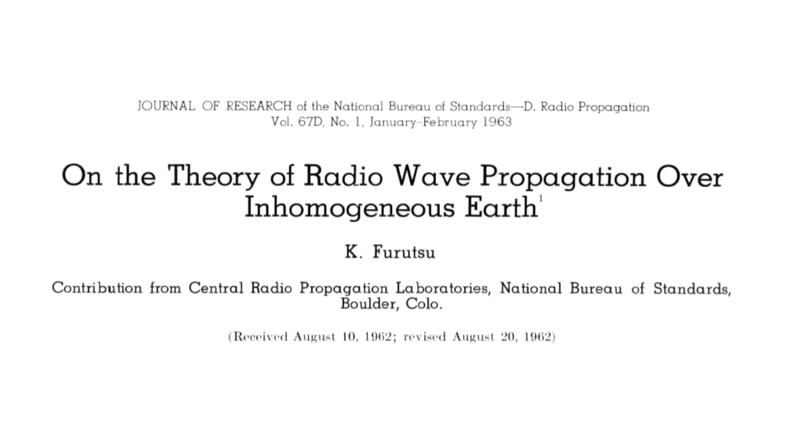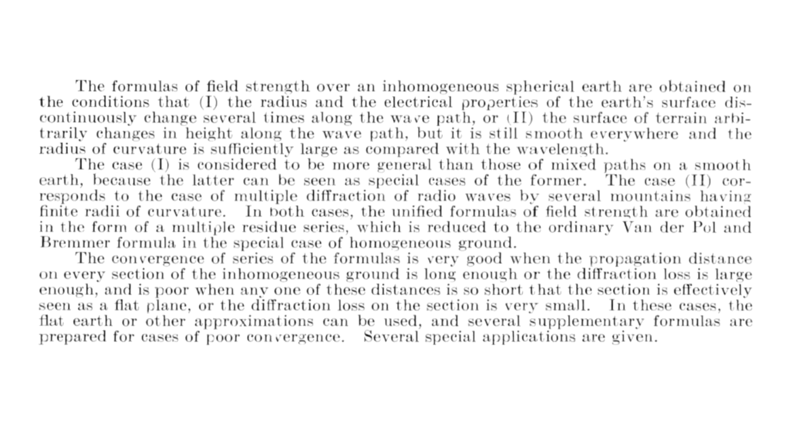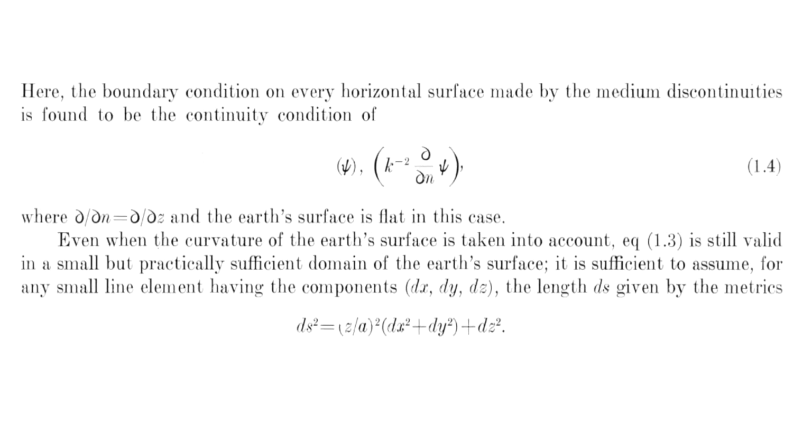37. A publication by the National Bureau of Standards Journal of Research in 1963 titled "On the Theory of Radio Wave Propagation over Inhomogeneous Earth" attempted to devise formulas for radio wave propagation over an inhomogeneous spherical Earth. The paper claimed their formulas worked over large areas of inhomogeneous ground or large diffraction loss, but were, quote, "poor when any one of these distances is so short that the section is effectively seen as a flat plane. In these cases, the flat Earth or other approximations can be used."